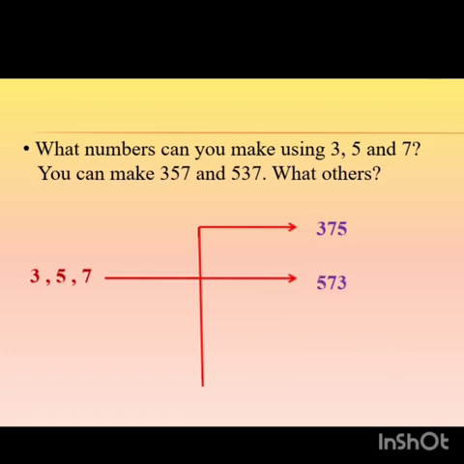It will be 573. Here you have to see that if you fix 5 at the beginning, then you will get 573 and 537. 537 is already given. Just like this, if you fix 7 at the beginning, then you will get 735 and 753. So these are the numbers that you can make by using 3, 5 and 7.